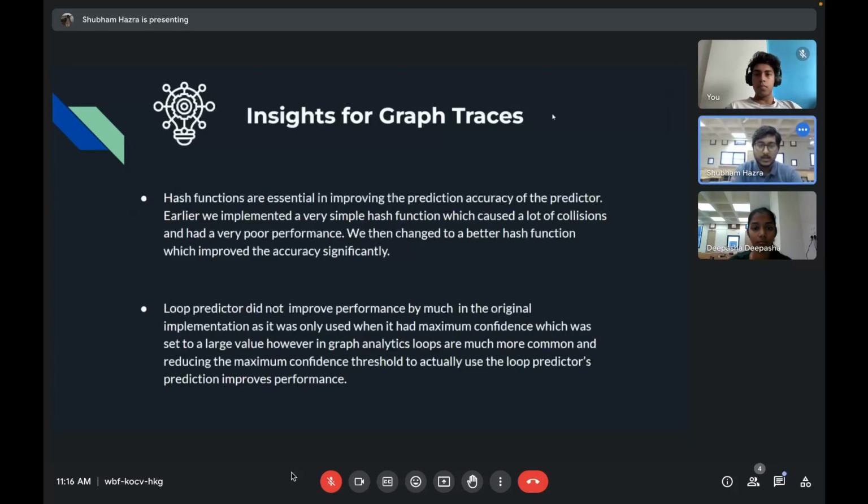The second one is that the loop predictor did not improve the performance by much in the original implementation, because it never reached the confidence threshold that they had set, which was very high. In graphs, loops are a very common occurrence. So we decreased the confidence threshold, and also the loop prediction was considered valid if the past iterations were greater than some small number, which we chose to be 32. And this also improved the accuracy of the predictor.